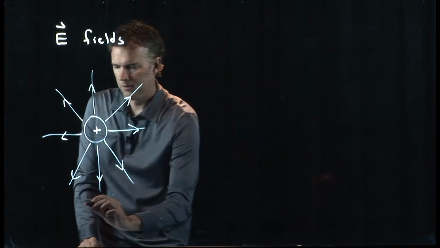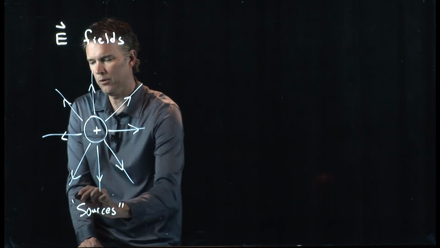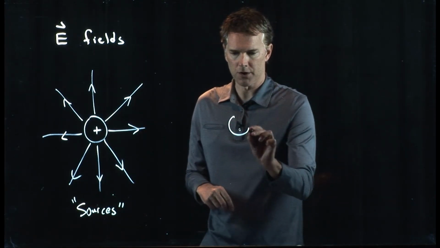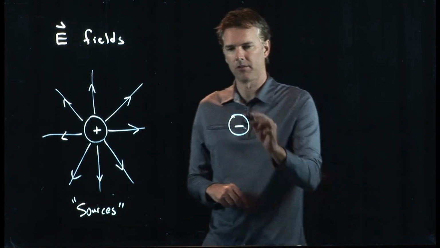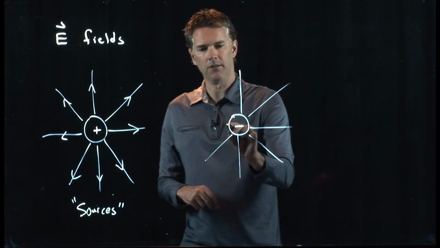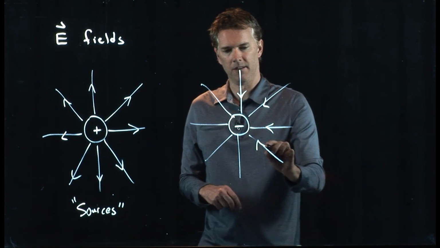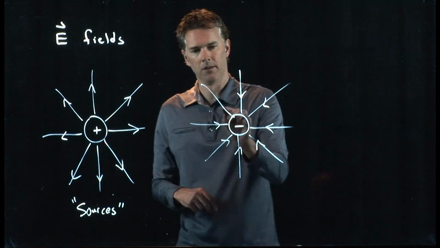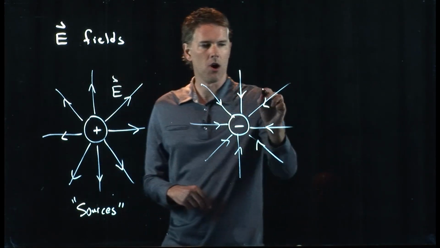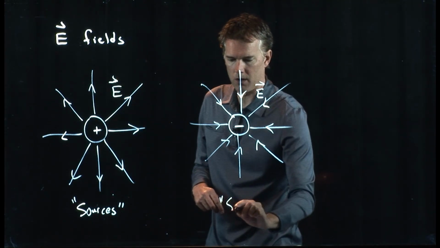Positive charges we call sources. Electric field lines come out from positive charges. Negative charges are called sinks. The lines look exactly the same, but what changes is the direction of the arrow. It's now pointing towards the negative charge, and those field lines end on the negative charge. Those we call sinks.